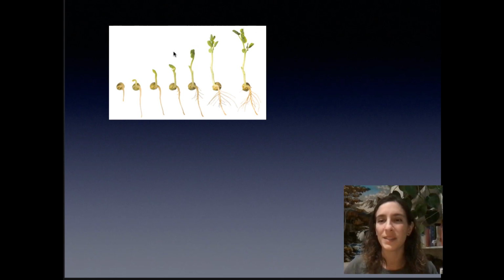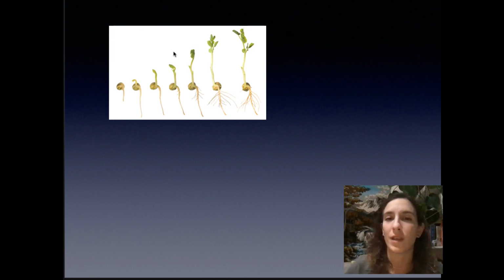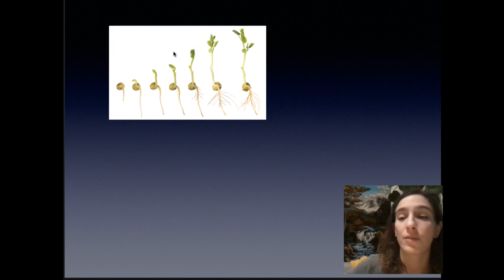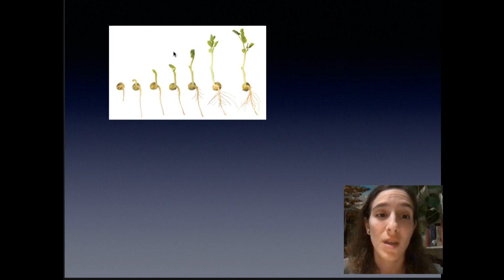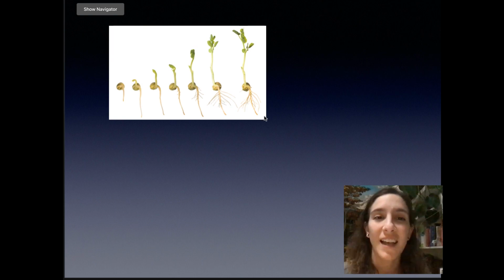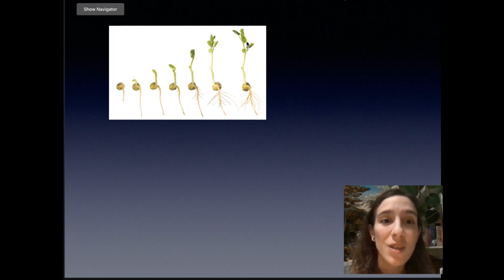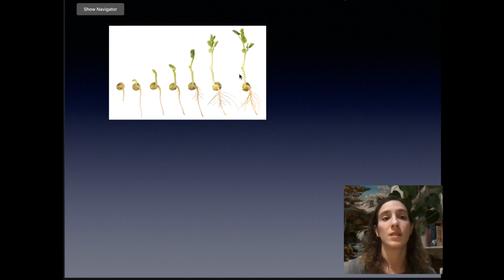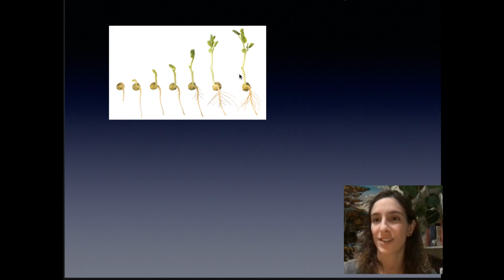Okay, so welcome to today's lab. Similar to last week's lab, we are going to be talking about the growth and development of plants, but this time instead of roots, we'll be talking about shoots. Remember, roots are the below ground structures that function in absorption of water and nutrients, while shoots are the stems and leaves. These are usually the above ground structures.